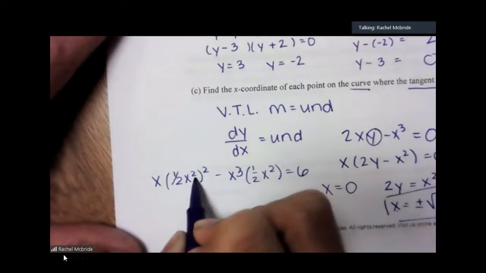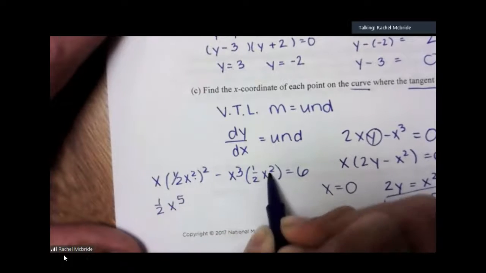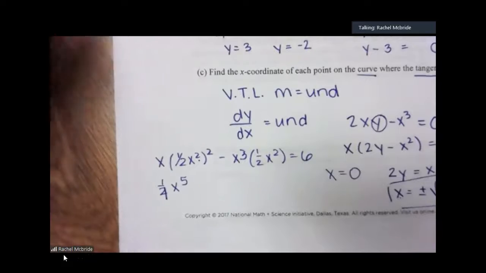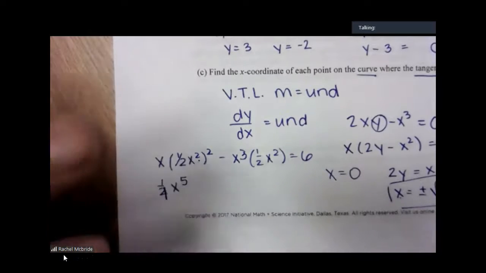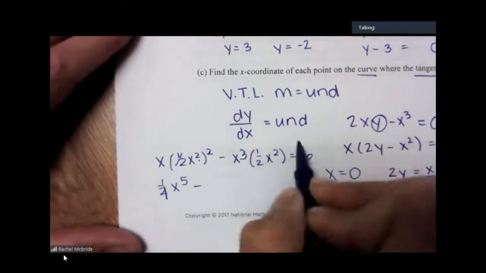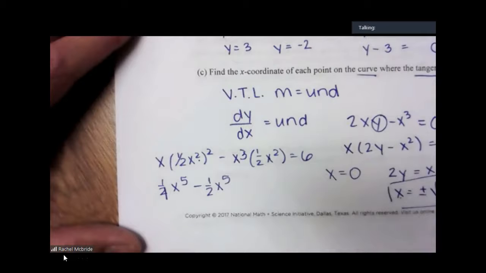So x squared squared is x to the 4th times x, so you get 1/2 x to the 5th. X squared, x cubed. Oh, yes, thank you. Yep, you're right. Thank you. This one will be my 1/2 x to the 5th. Good catch.